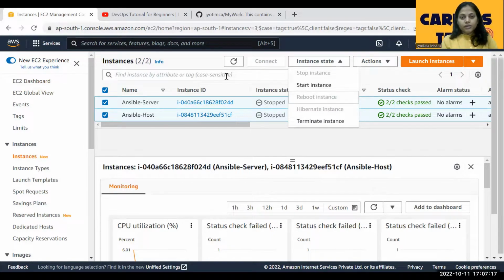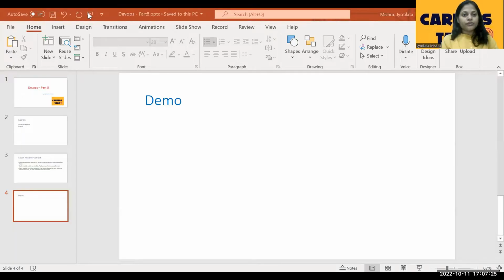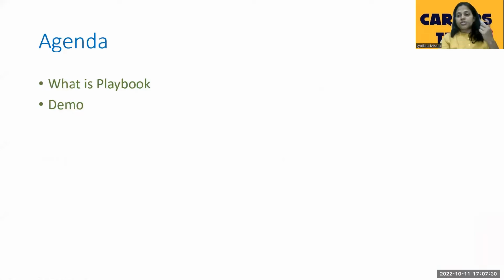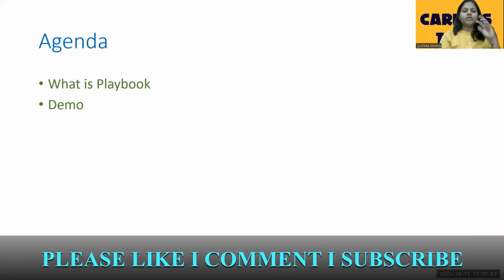Let me share the PPT first. If you remember, I said there are three ways by which we can execute commands. One was ad hoc, which was a simple Linux command. Then we talked about modules. Modules are like a library. You have a module for creating a user, a module for installing stuff, a module to copy a file from one location to another, and many more. All of these you can find on the official site of Ansible.